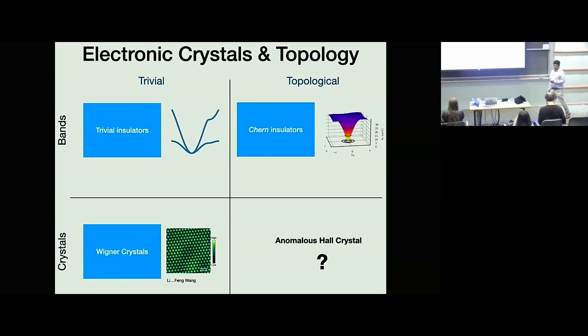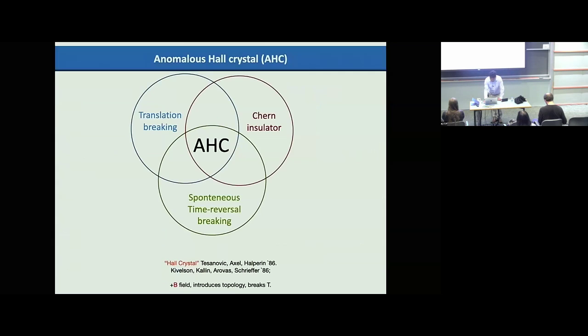Okay, so you could have asked this question purely on the basis of theory many years back, but somehow I think it needed the prompting of the experiment for us to ask this question. Okay, so I'll tell you about this anomalous Hall crystal. But the reason for this name is we're thinking of a phase of matter which spontaneously breaks translation symmetry. So it's like a Wigner crystal. That's the crystal part of it.